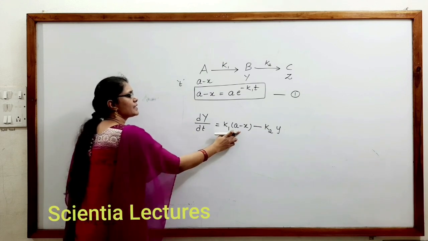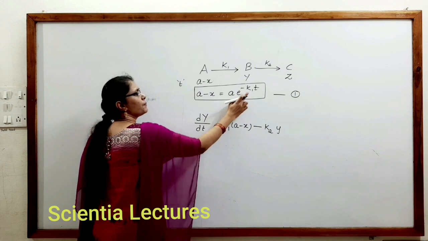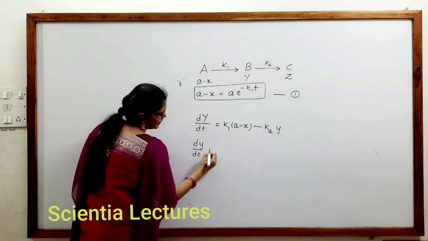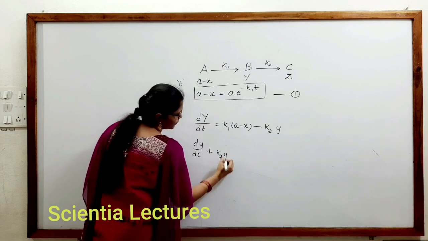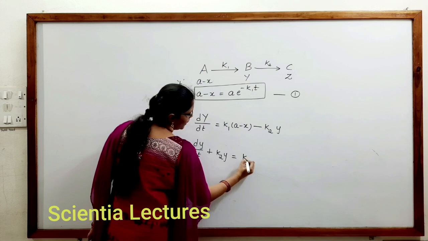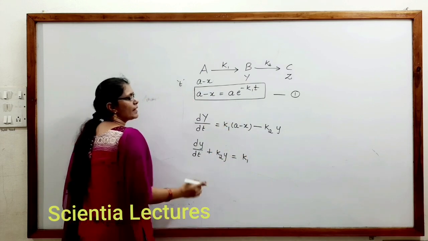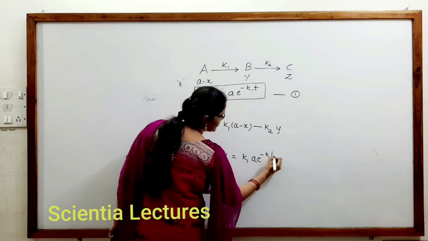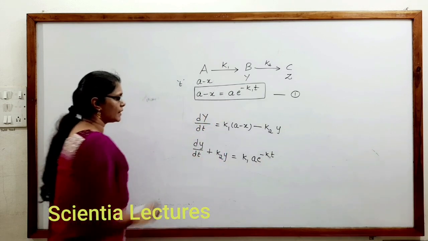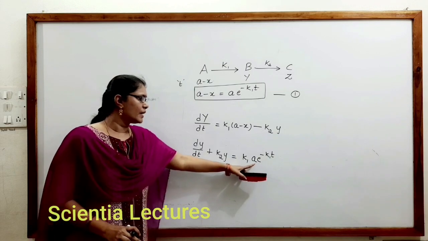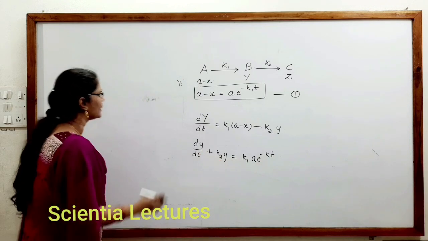Here a minus x can be taken as a e power minus K1t. Bringing K2y to this side, it becomes plus K2y. So dy by dt plus K2y is equal to K1 into a e power minus K1t.